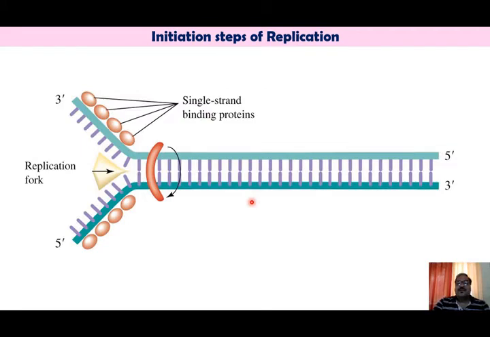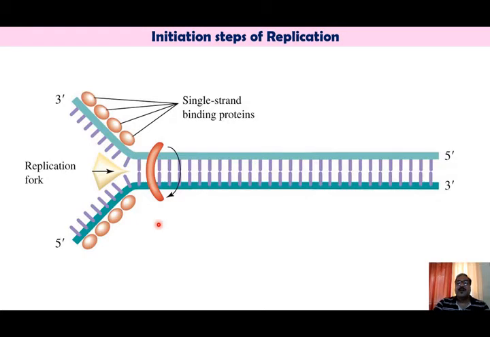The activity of this helicase causes topological stress to the unwinding strands, forming supercoiled DNA. This stress is relieved by DNA topoisomerase or DNA gyrase in the case of prokaryotes, by a negative supercoiling mechanism.